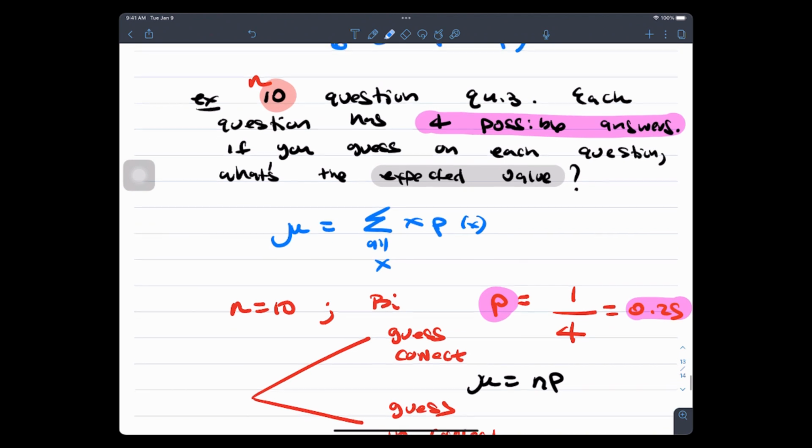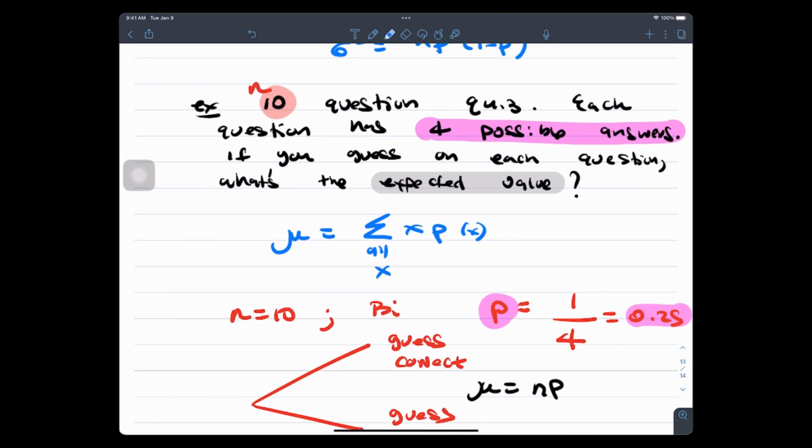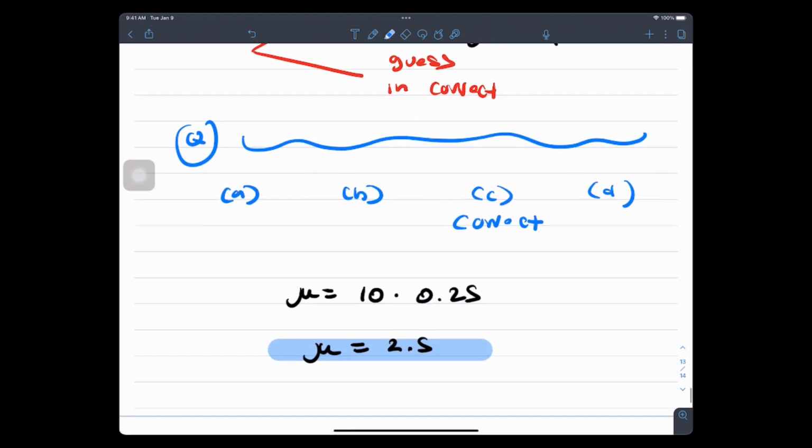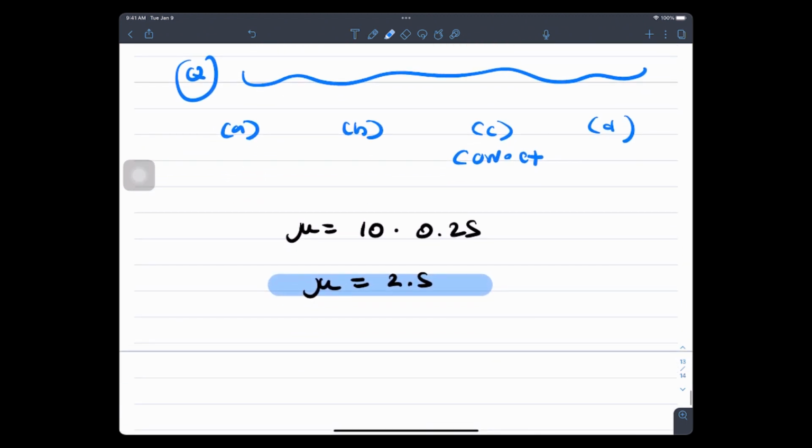So on a 10-question multiple choice quiz where there's 4 possible answers for each question, you can expect to get 2.5 answers correct just by guessing. That's the average. That's the long-run average. That's the summary. This is what we have for expected value when you're in the binomial situation.